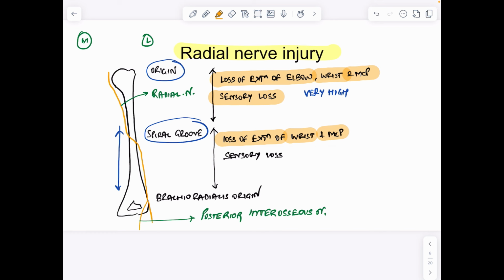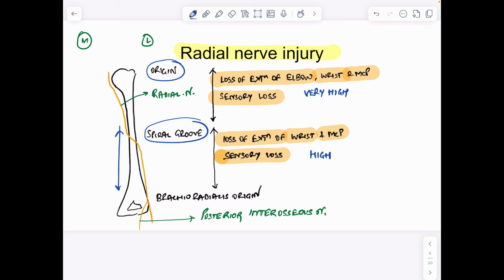Because the nerve to the triceps has already been given above the level of the spiral groove. The extension of the elbow is preserved. Plus, there is going to be a sensory loss in the first dorsal web space of hand. And this type of nerve injury to the radial nerve is known as high radial nerve injury.